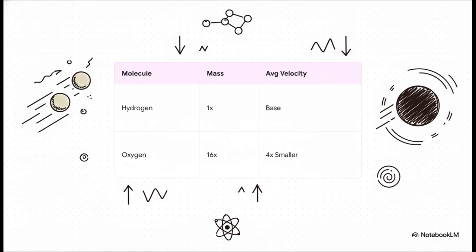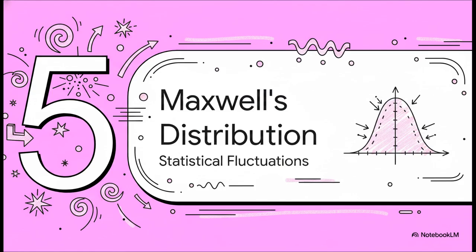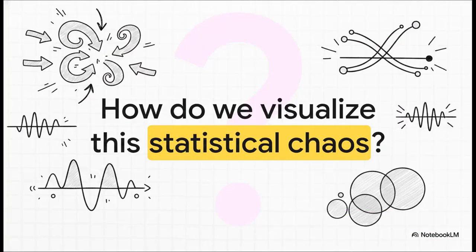All right, Section 5, visualizing Maxwell's distribution. So, in a massive assembly of particles, individual velocities and energies are constantly going to deviate from the average. We call these deviations statistical fluctuations. Now, fortunately for us, these fluctuations can also be treated mathematically.